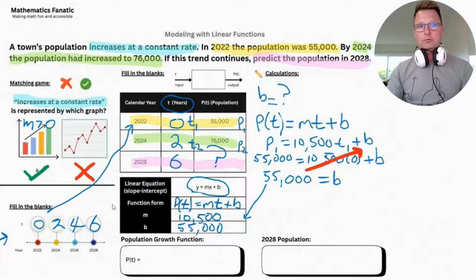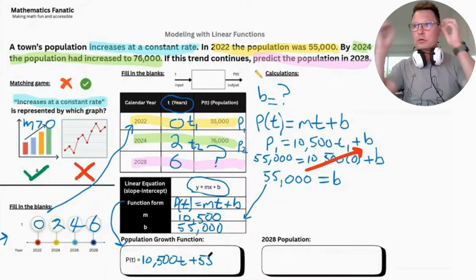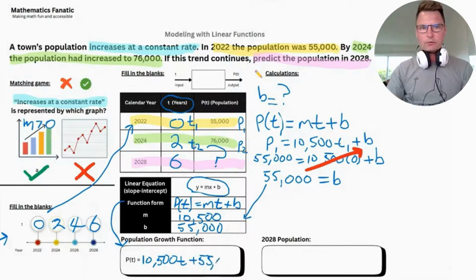So now we have everything we need. So now we can create our final population growth function that is specific to this problem just by plugging in m and b that we just calculated. So the final function for population is plug in m, 10,500, times T, plus our very special b, which is 55,000.